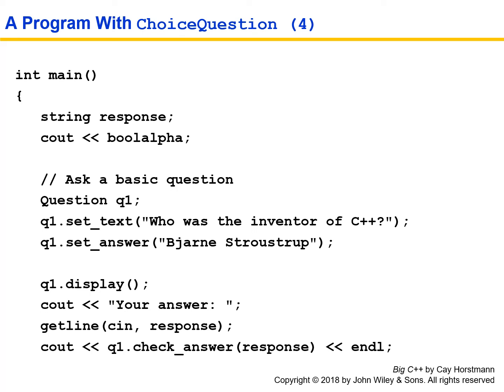So here's an example of a program that uses ChoiceQuestion. We have question Q1. We set the text, we set the answer. We call Q1.display.